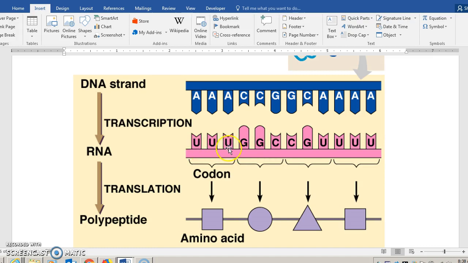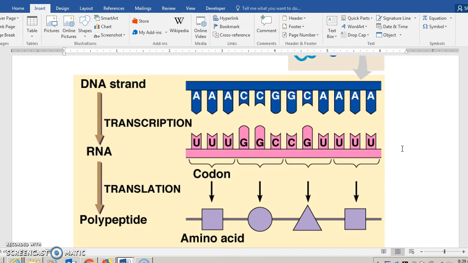Eventually, every 3 bases of the RNA molecule, and specifically messenger RNA, will serve as what's called a codon. And that codon will code for a specific amino acid, only one type of amino acid. So this 3-letter codon would code for this amino acid. This 3-letter codon would code for a different amino acid, and so on. As it turns out, there are 3 U's here, 3 U's here, so you get the same amino acid.